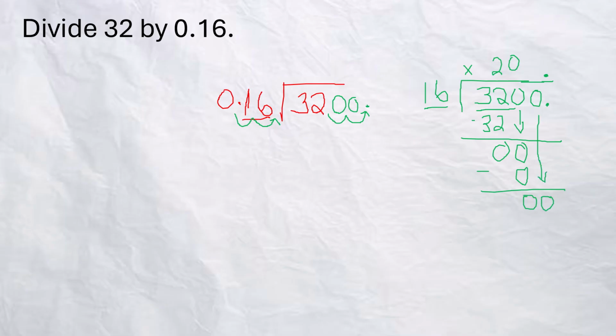0 divided by 16 is 0. 0 times 16 is 0. 0 minus 0 is 0. So therefore, the quotient for this is 200.